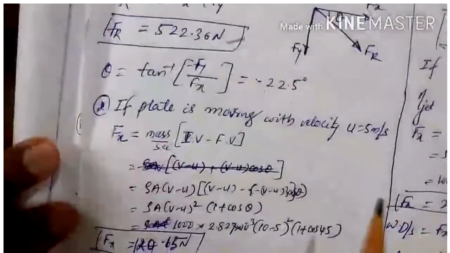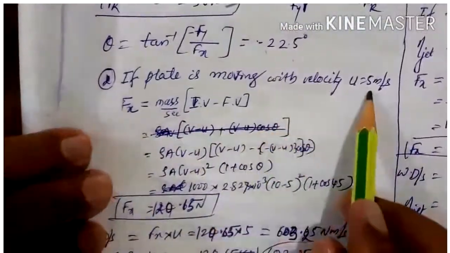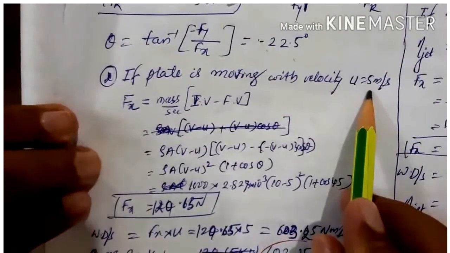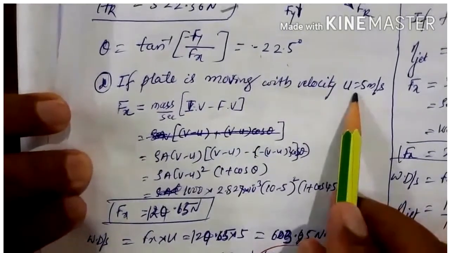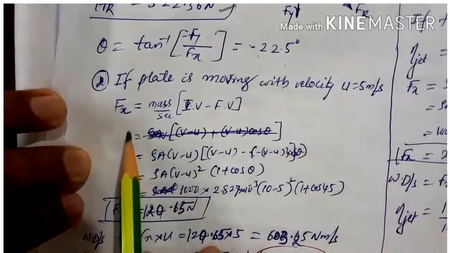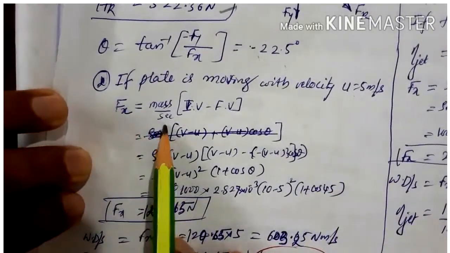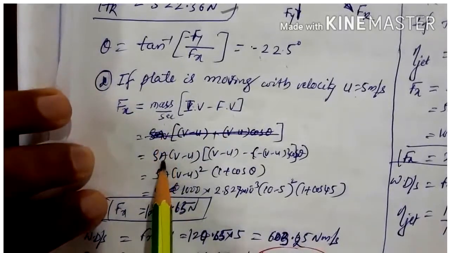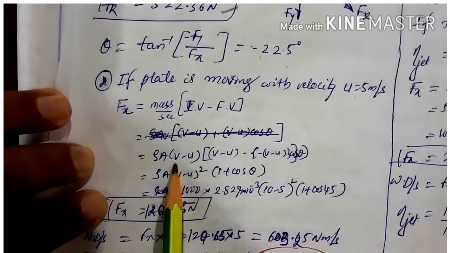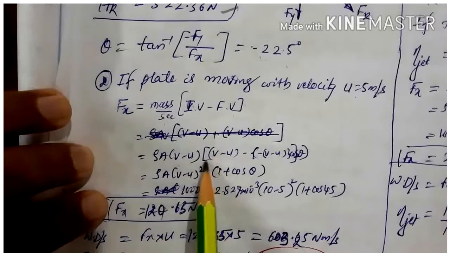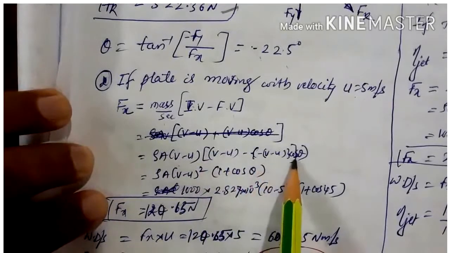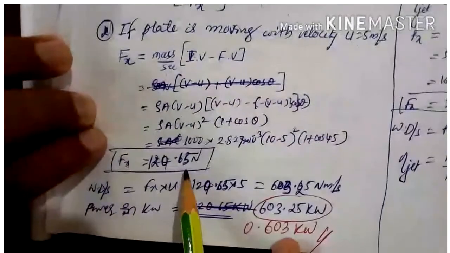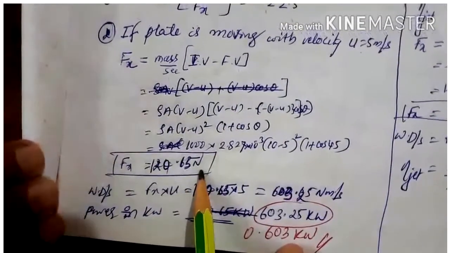Then the next case is given: if the vane is moving, if the plate is moving with a velocity u equal to 5 meter per second, what is the efficiency of the jet, they asked. Then calculate Fx, mass per second, then initial velocity minus final velocity. For a moving case, we have to take the effective velocity as the relative velocity, that is v minus u, then into bracket v minus u minus of v minus u cos theta. Then finally we get Fx equal to 120.65 Newton.